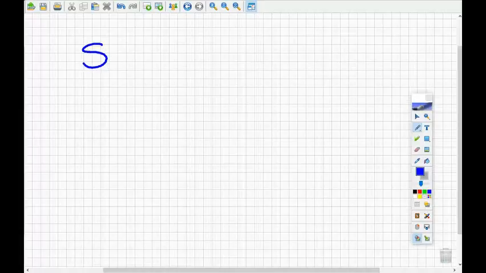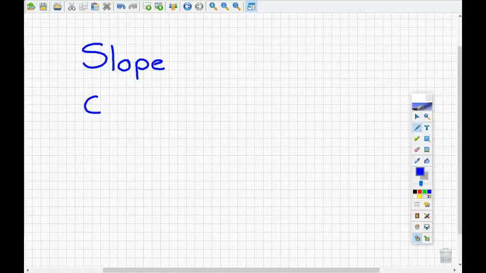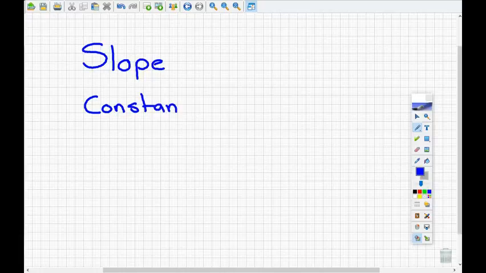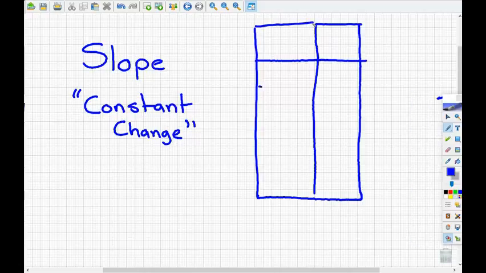In today's lesson, we're going to introduce the idea of slope. You've seen slope in many different forms and may have even heard of it from last year in 7th grade, talked about as a rate of change. For the sake of this lesson, we're going to refer to slope in terms of a constant change. That is, we are looking for a pattern where there is a constant rate of change in a table or on a graph. Let's start with the table.